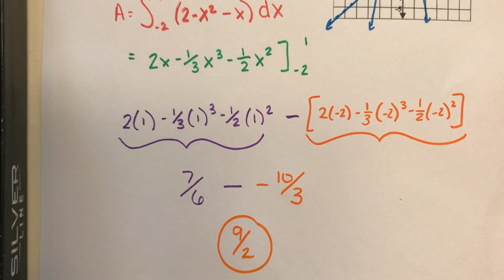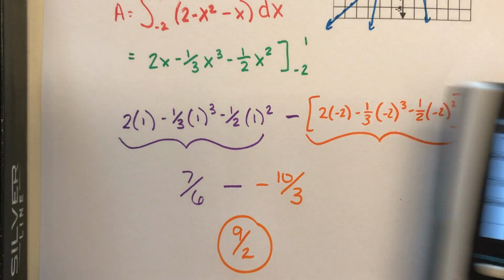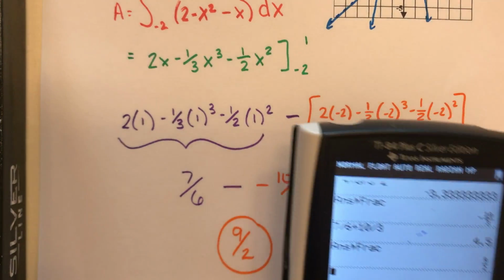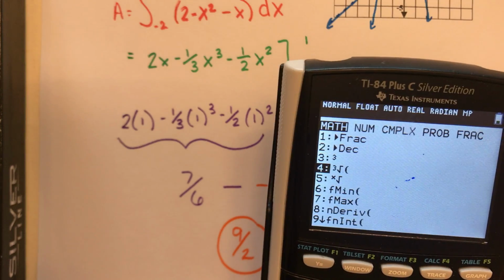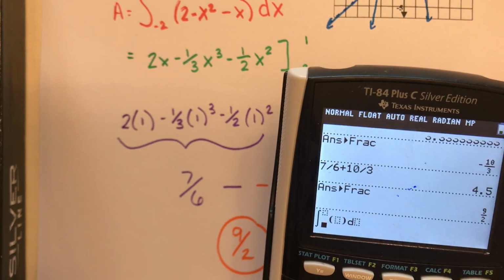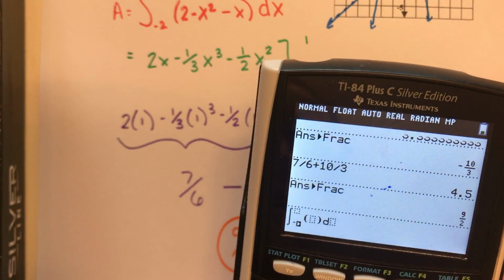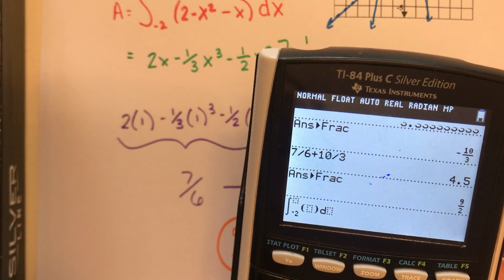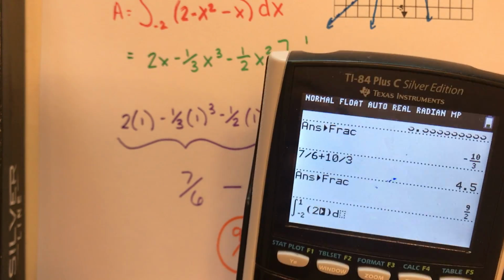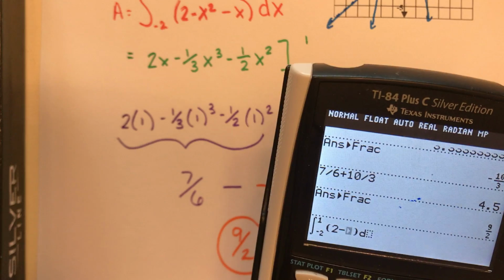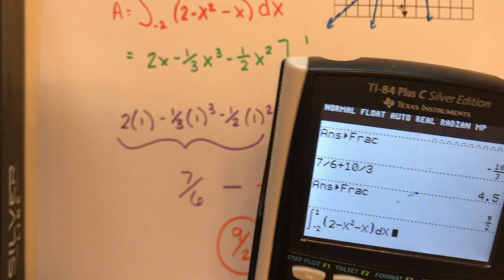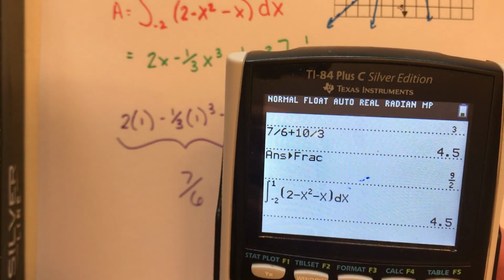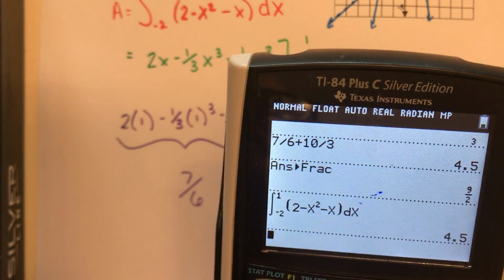Now, I'm always going to check this on my calculator. You never know if you make a little algebra mistake. So on my calculator, I'm going to go to typing in the original function here. So I'm going to go to math, number 9, function integral. And the boundaries were -2 to 1. I've got 2 minus x squared minus x dx, press enter, and I did get 9/2, which is 4.5.